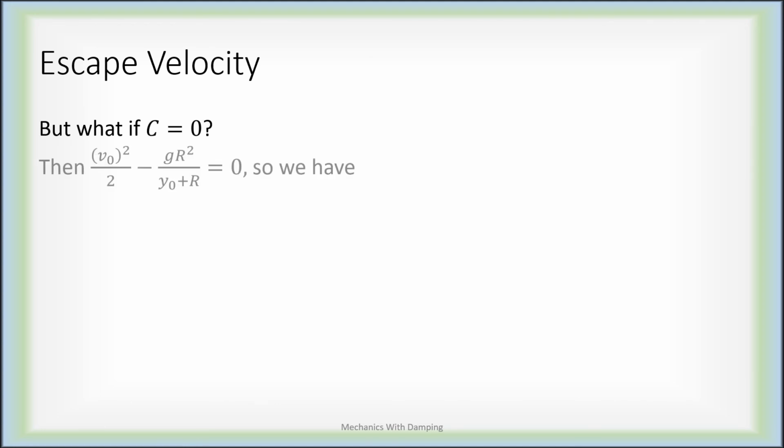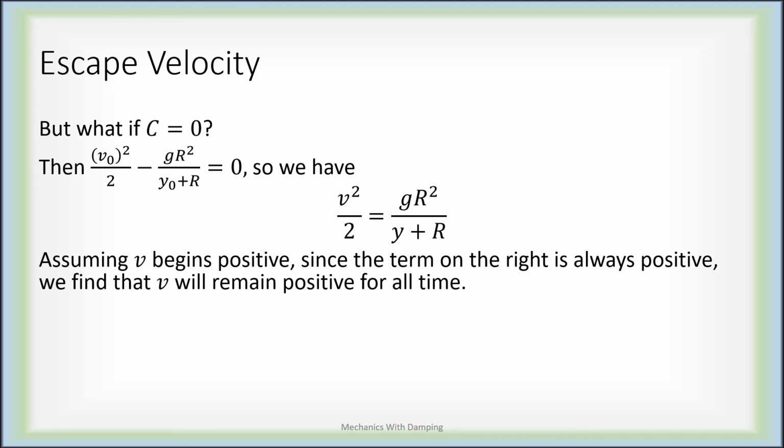So that takes care of the situation where c is positive. But what if c is exactly equal to 0? Well, this was our value for c, v naught squared over 2 minus g r squared over y naught plus r. If that's exactly 0, well, we had v squared over 2 is g r squared over y plus r minus c. But if c is 0, then I don't need to write it there, and I just have this. But assuming v begins positive, we did start moving up.